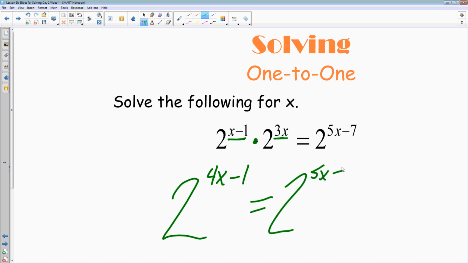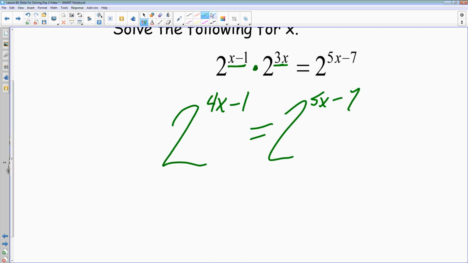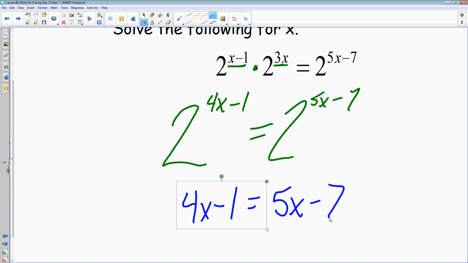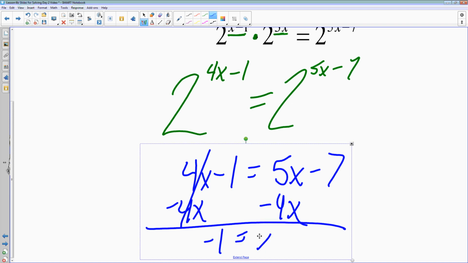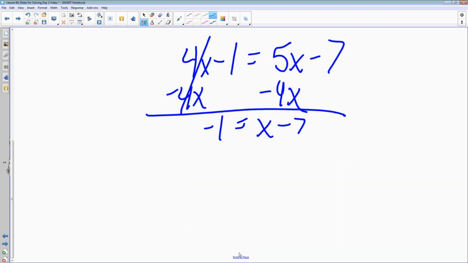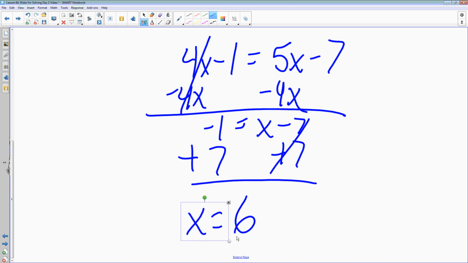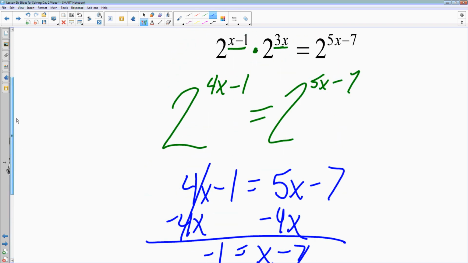It's already combined. So now again, we can use our one-to-one property, and we're going to set our exponents equal to one another. So 4x minus 1 equals 5x minus 7. We're going to subtract 4x from both sides, and then we're going to add 7 to both sides. So x equals 6. Again, we can check our work if we're uncertain.